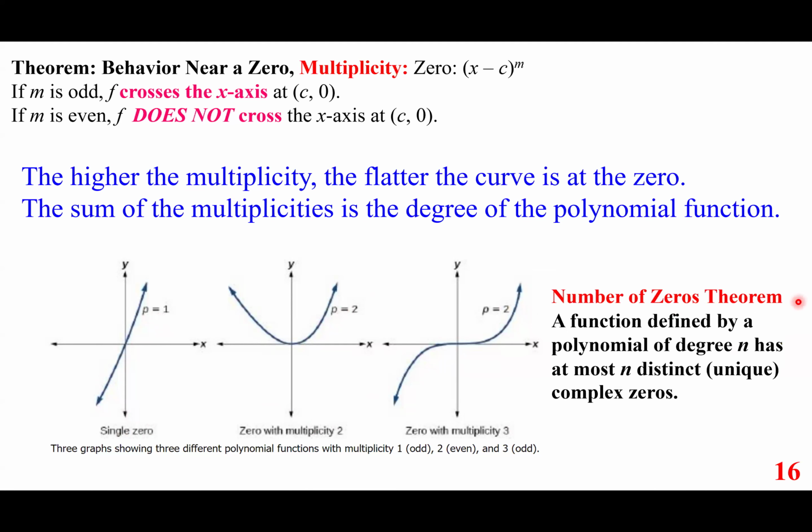Also, the number of zeros theorem. A function defined by a polynomial of degree n has at most n distinct complex zeros. Let me write this, a plus bi. Okay, there are how many of them? N of them. And remember, the multiplicity means, for example, if it repeats, if you have x minus c to the power of m, m counts as m number of zeros. It's just being repeated, okay?